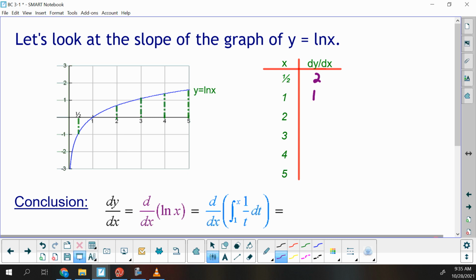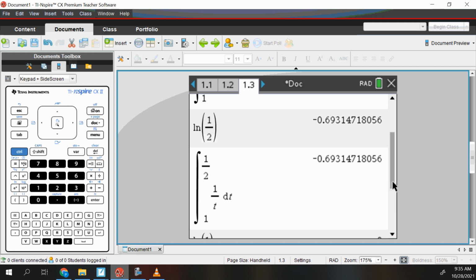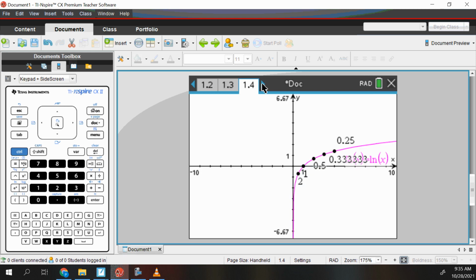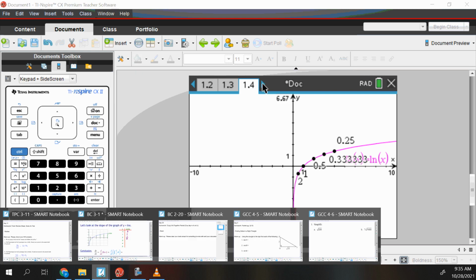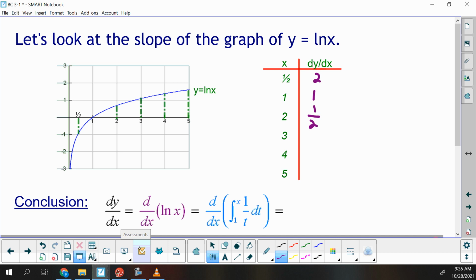Let's do it again. Menu, analyze graph, dy over dx. Position, we'll type in 2. It's going to tell us 0.5, but let's put that in as a fraction, so we'll have a half. Here's the next couple as well. I already did 3, and we got 0.333, so 1/3. 0.25, that's 1/4. So this one was 1/3, this one was 1/4.